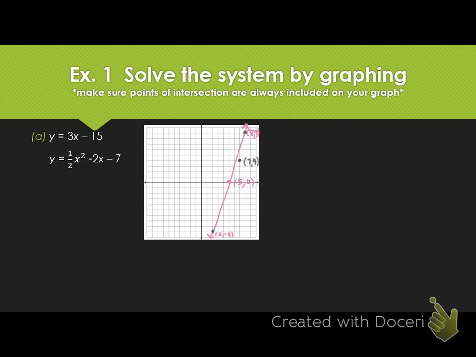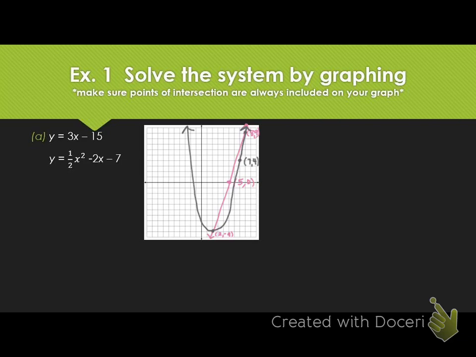Now we got to draw the parabola. Okay, and remember, be very careful. Make sure you draw that parabola. If this is my vertex, I got to come around here, make it U-shaped, and put my arrows on the end. Okay, now remember, to solve this system, I'm looking for the what?